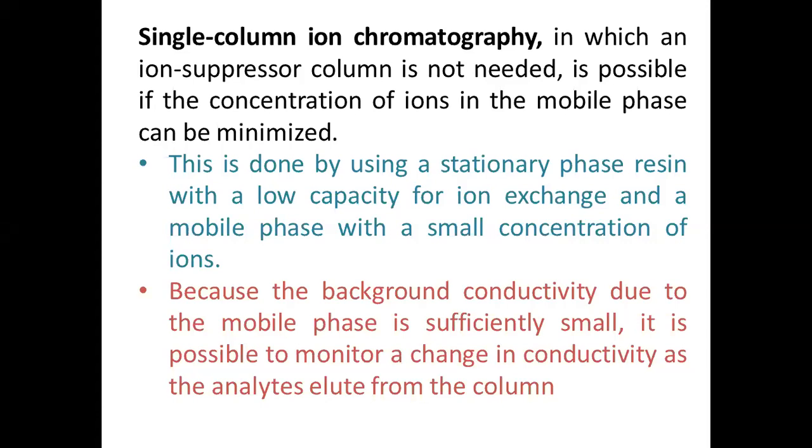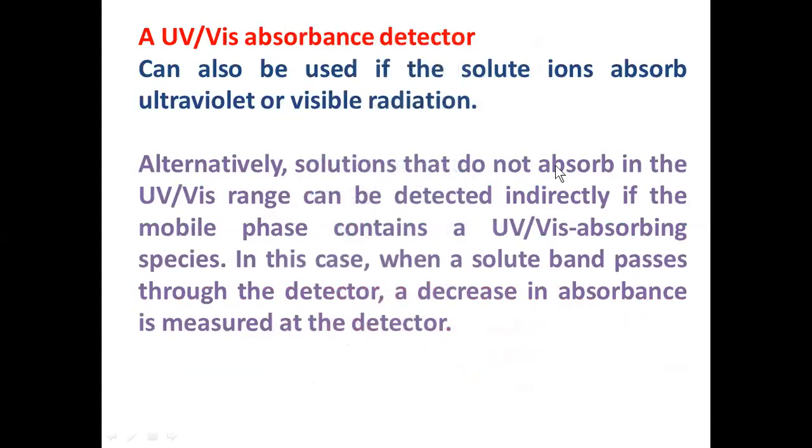So therefore, without using the suppressor column, by using the single column, why do we say this? Because not only is the separation going to take place, but we are also going to use an ion exchange resin which has a lesser ion exchange capacity. And the eluent we are going to use will have a very small concentration. Therefore, the background conductivity will become minimum, and there will be a clear distinction between the conductivity of the solute and the conductivity of the mobile phase. So one will be in a better situation to distinguish which solute is eluting and what the conductivity of the mobile phase is. We are able to distinguish them. So this is how a single column can also be used.